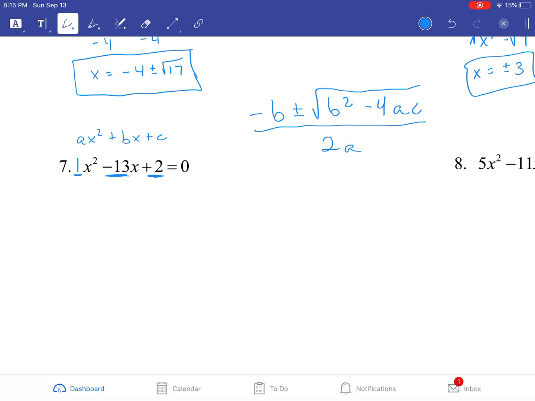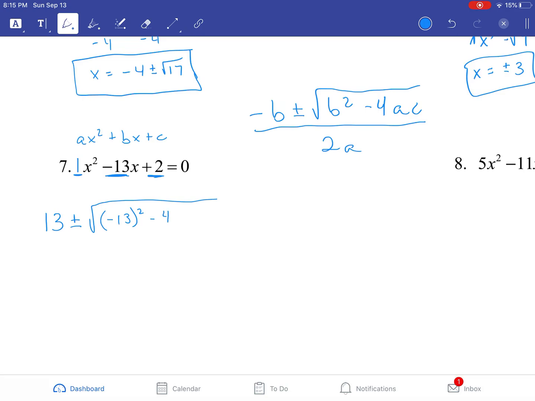So negative b, if 13 is already negative, then it's going to switch the sign so it becomes positive. Plus or minus the square root. Now, make sure you always put the b squared term, whatever the b is, in parentheses before you square it. This causes a lot of issues, mainly because if you put negative 13 and square it into your calculator, it'll give you negative 169. If you put negative 13 in parentheses and then square it, it'll give you positive 169, and positive is the correct answer.